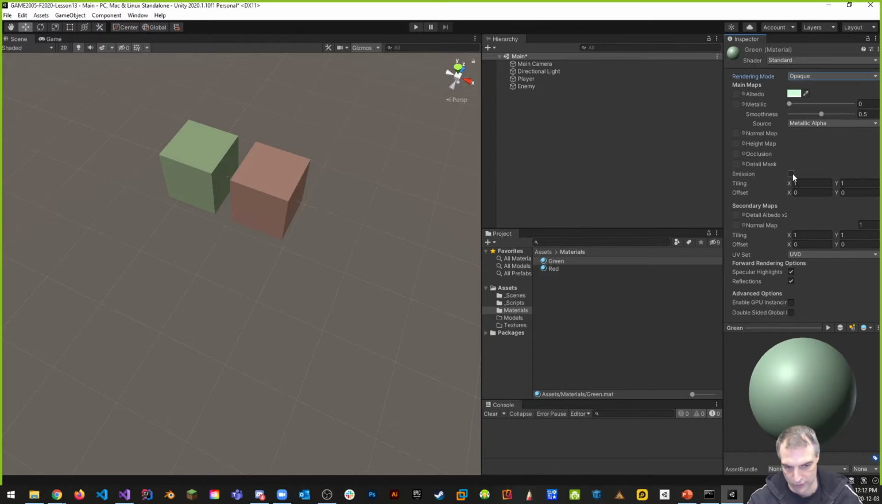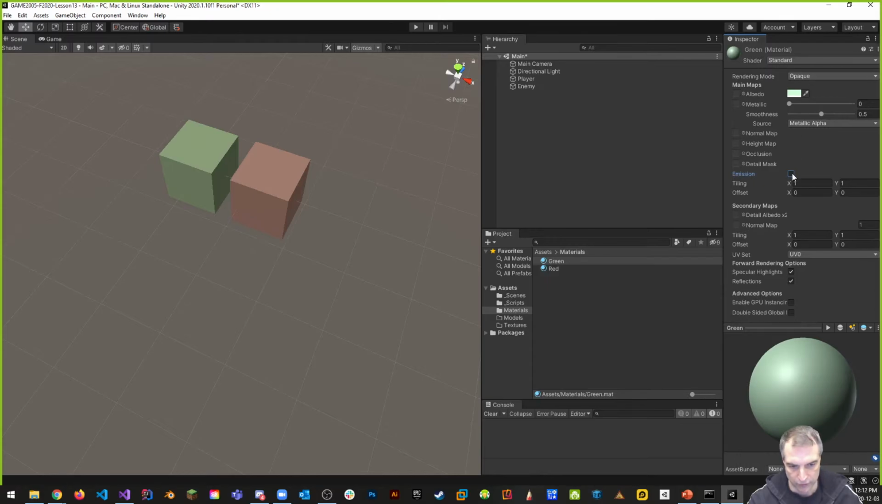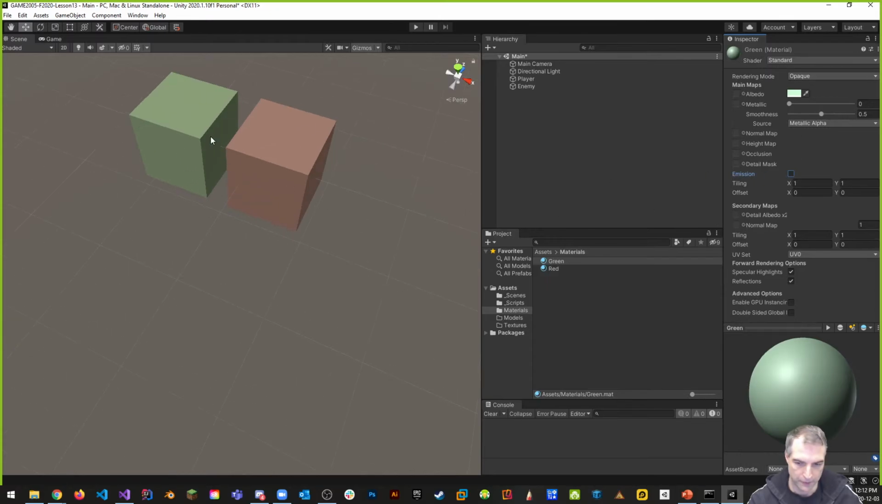We can also add an emission value if you really want it. So let's say, for example, I can add an emissive quality to it so that it actually glows. That will take away the shadow as well, right? But I'm not going to do that here. So let's get rid of the emission. I think this is pretty good anyway.